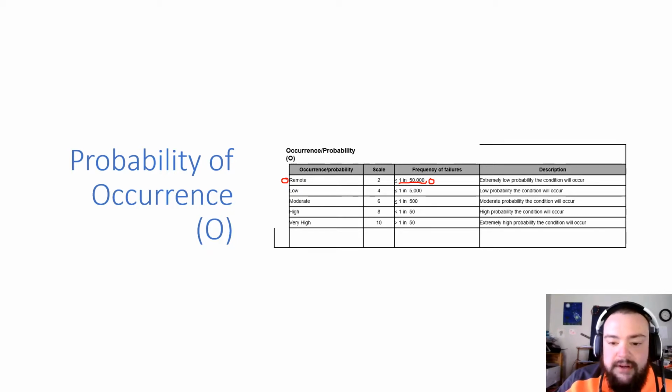After you've done the process 100,000 times, you might determine that the probability of occurrence in actuality is more like 1 in 5,000 times rather than 1 in 50,000. So you'll have to go back and update your scoring for your probability of occurrence from a remote 2 to a low 4. I will highlight those in a different color. There.